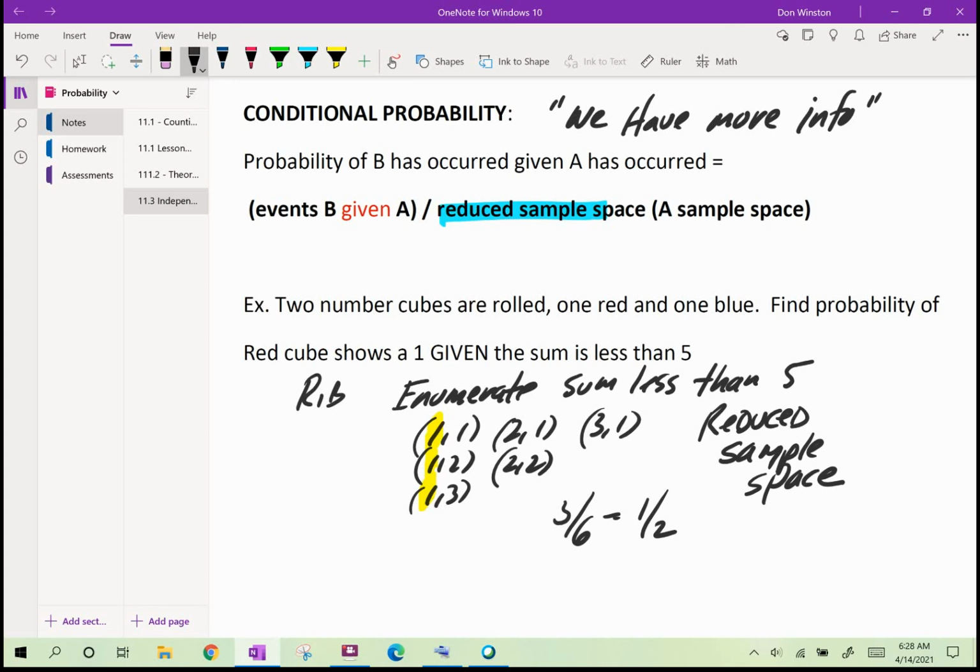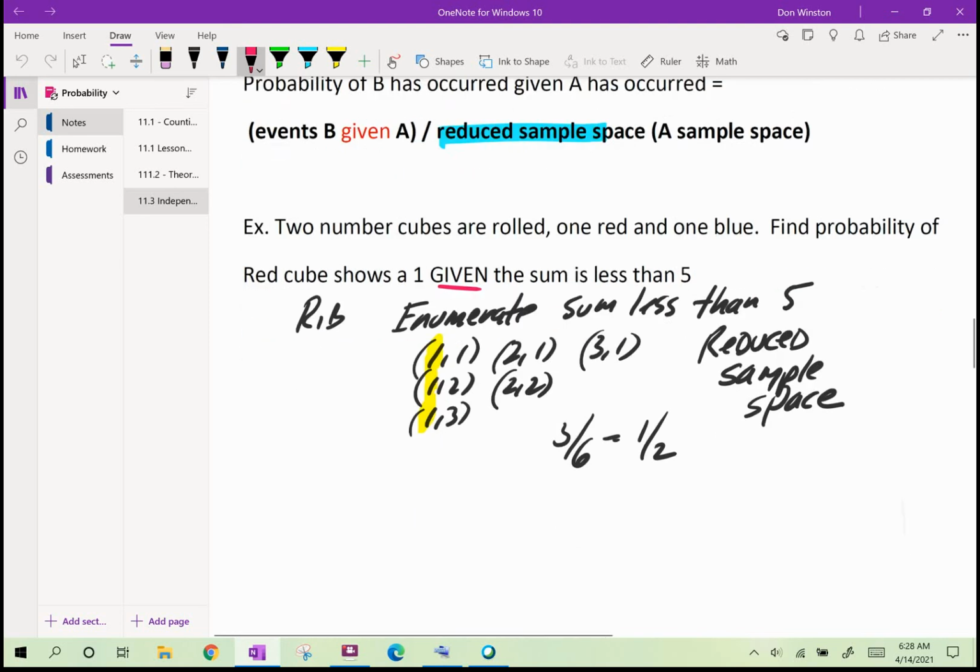We have to list all the ways in which the sum is less than 5: 1,1; 1,2; 1,3; 2,1; 2,2; and then 3,1. Now, if I say the red cube is the first number, there are only 3 outcomes for the 6: 1,1; 1,2; 1,3. So the probability that the red cube shows a 1 given the sum is less than 5 is 1/2.